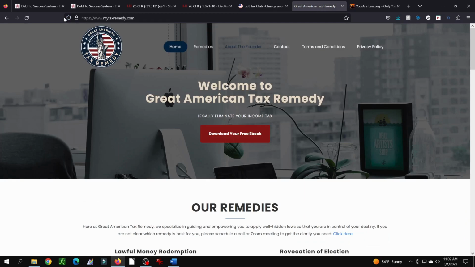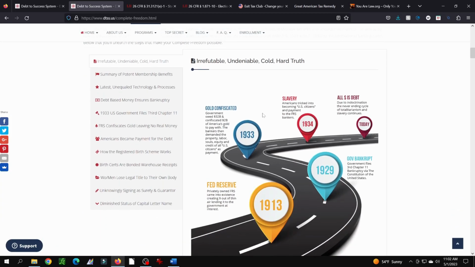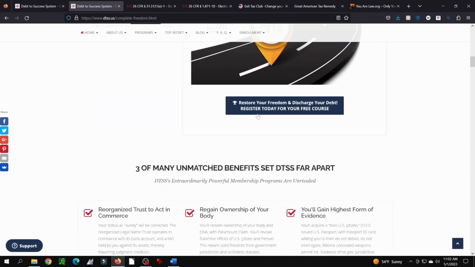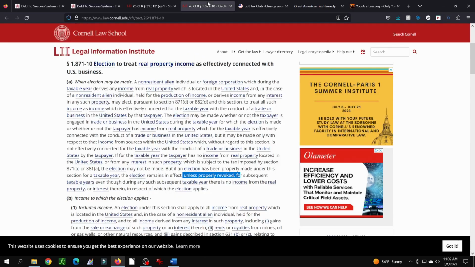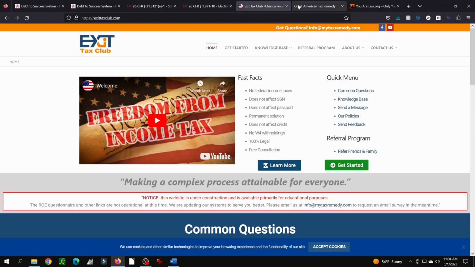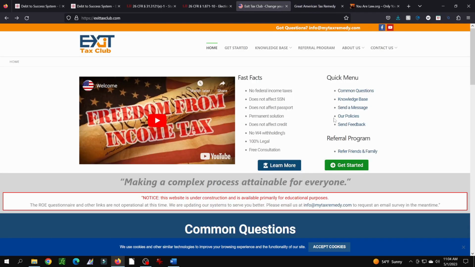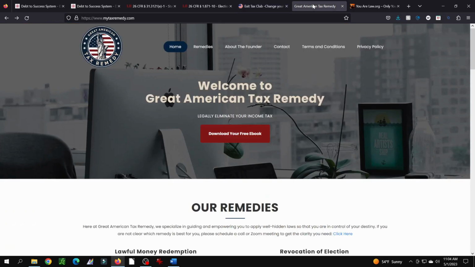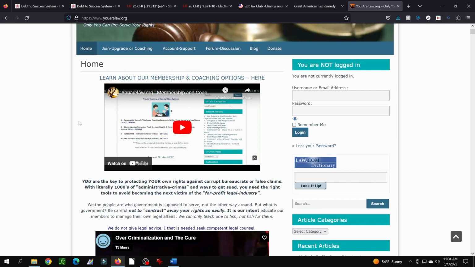And you don't need to go through this whole secured party creditor process in order to revoke your election to pay taxes. You don't need to use Debt to Success System's secured party creditor system in order to properly revoke your election. So if you look at these two channels, you can learn a lot about revocation of election. If you read all this stuff, you'll get your education on revocation of election. And then you can learn about all the processes involved in becoming a secured party creditor without actually becoming a secured party creditor.